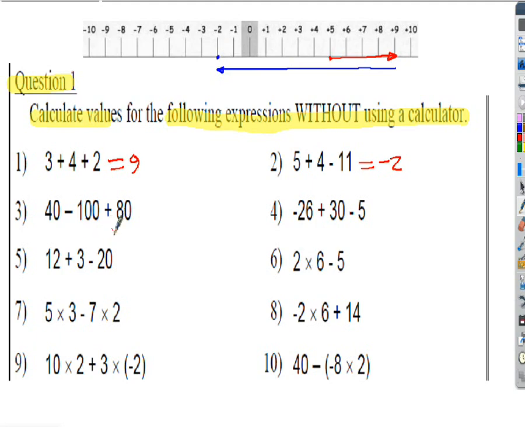Question 3, if you want to use a number line on the previous slide in terms of increments of 10, please do. But basically we've got 40 and we're subtracting 100, so that's negative 60, we're adding 80, so that's positive 20.